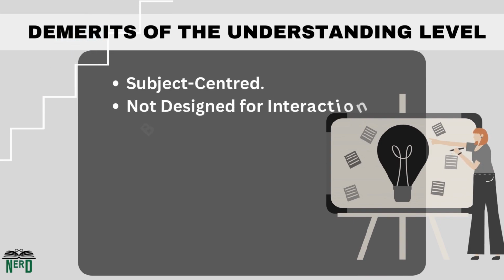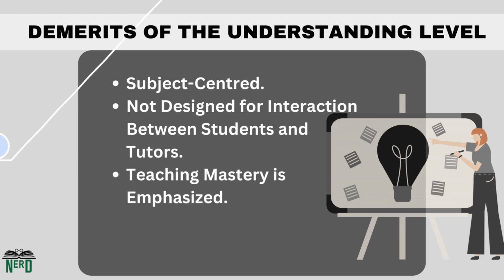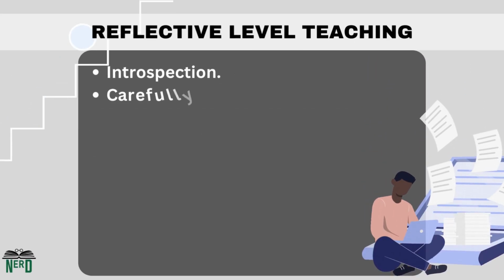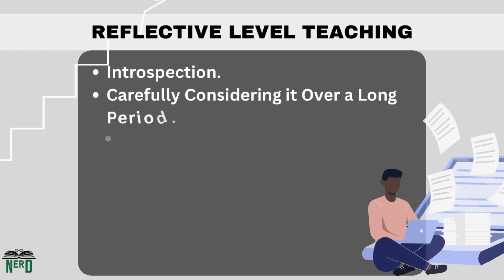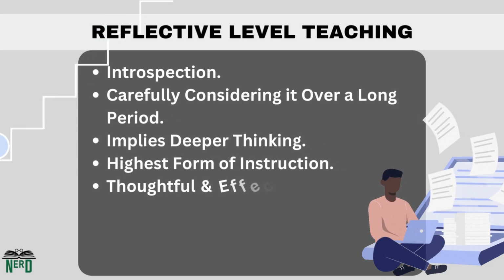There are a few demerits of the understanding level of teaching. It is subject-centered. This level of learning is not designed for interaction between students and tutors. Teaching mastery is emphasized at this level. The last level of teaching is the reflective level of teaching. It may also be referred to as introspection.